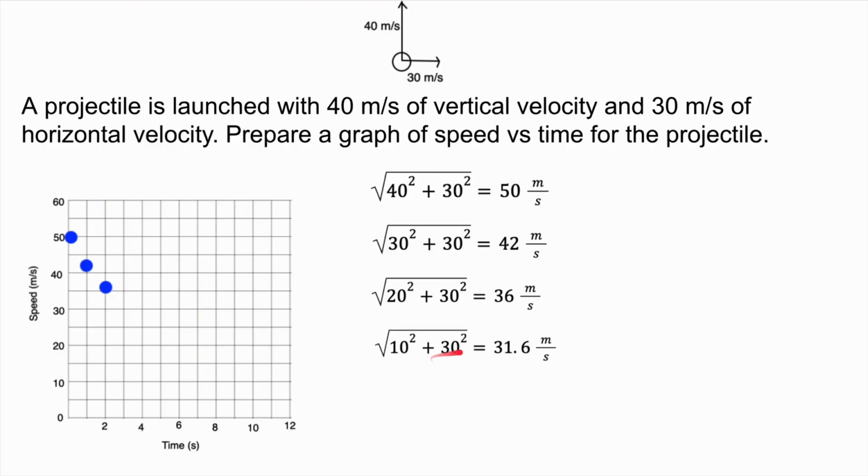So now when I do this, notice this one never changed. It's always 30 squared. So now I get this. And finally, this goes to 0. And I get 30, which was my launch velocity. But now watch what happens.